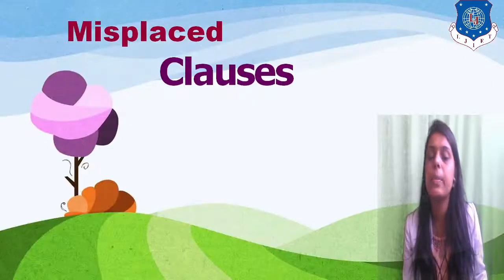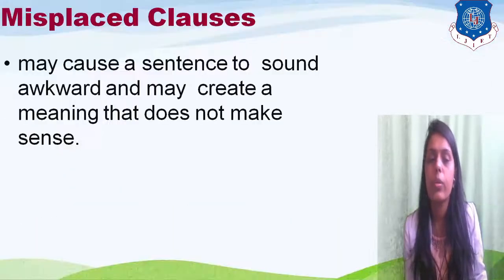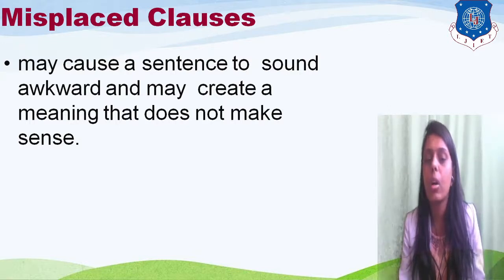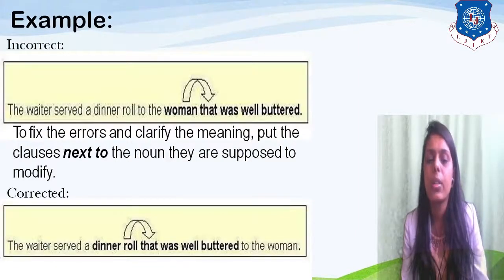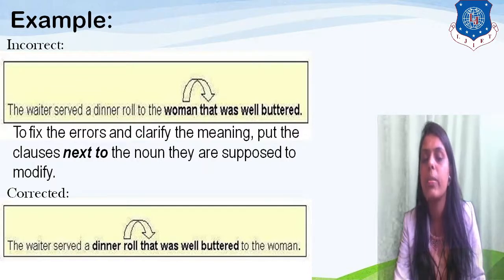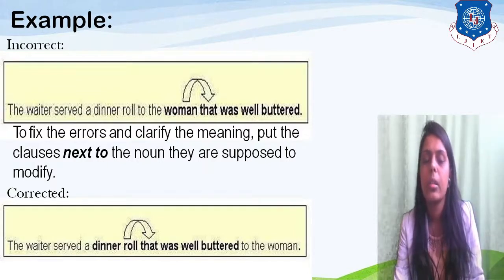Misplaced clauses. Misplaced clauses may cause a sentence to sound awkward and may create a meaning that does not make sense. So here, the clause which has been used: the waiter served a dinner roll to the woman that was well buttered. To fix the error and clarify the meaning, put the clause next to the noun they are supposed to modify.